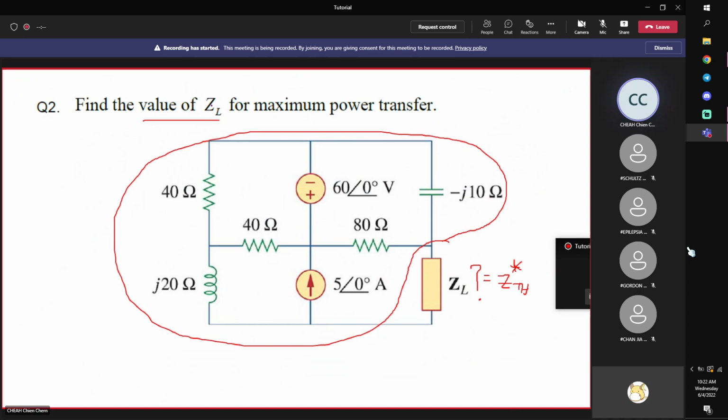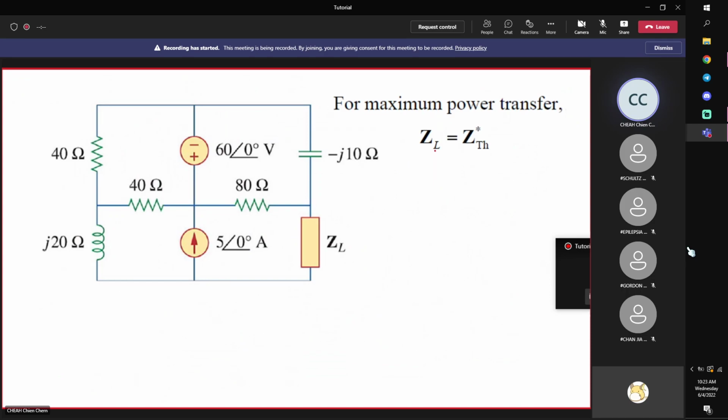So your question reduces to finding ZTH of this circuit. You must look at the question first, because this may save you a lot of time. This question does not need you to find VTH. You never say find the maximum power. You say find the value of ZL for maximum power transfer, which means that I should only focus on my ZTH. So my problem reduces to finding the Thevenin equivalent impedance of this circuit.